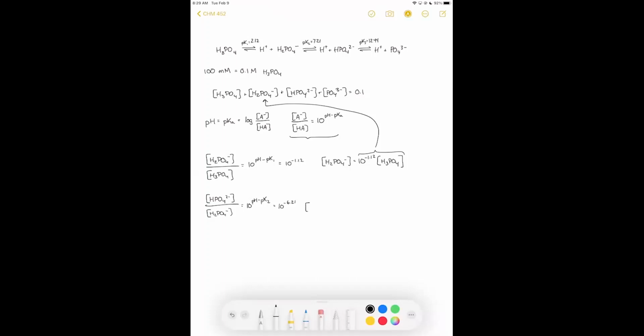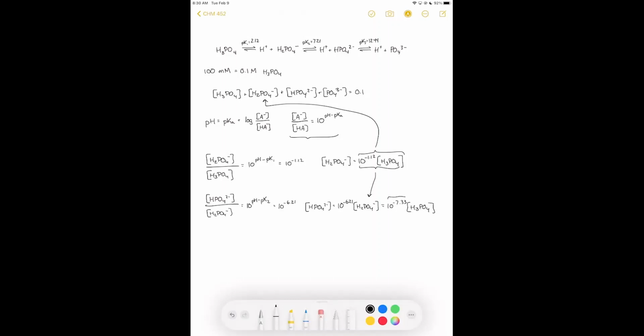And then we can again rearrange and get HPO4 2 minus is equal to 10 to the minus 6.21 times H2PO4 minus. Now what's H2PO4 minus? Well, heck, we have an expression for it right here. So we go ahead and plug that in. And the way that exponents work, of course, if you multiply, you add the exponents. So it's going to be 10 to the minus 7.33 times H3PO4. And now we have an expression for HPO4 in terms of H3PO4.